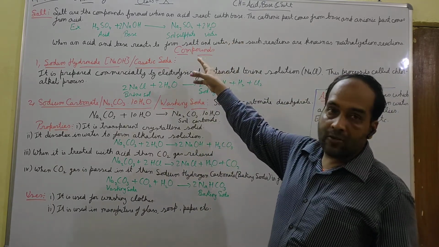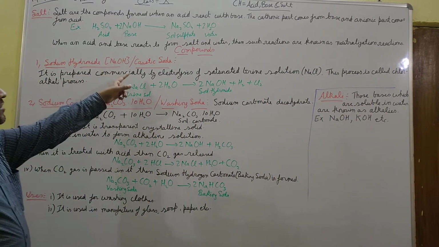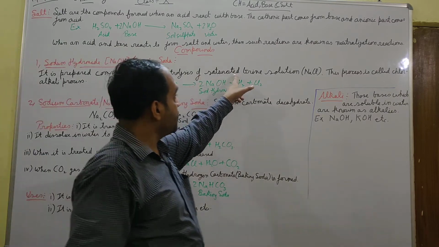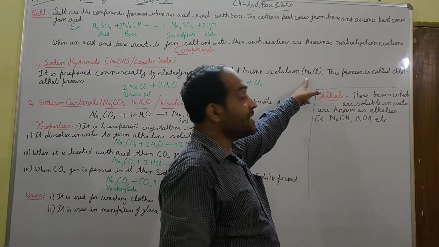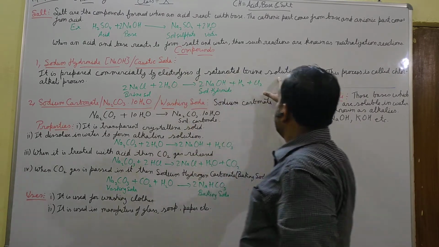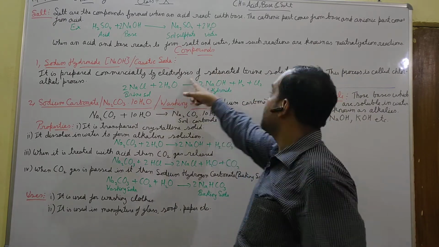Now come to another topic, compounds. The first compound is sodium hydroxide, that is NaOH, caustic soda. It is prepared commercially by electrolysis of saturated brine solution, that is NaCl. A solution of NaCl is known as brine solution, which is saturated and whose electrolysis is done.